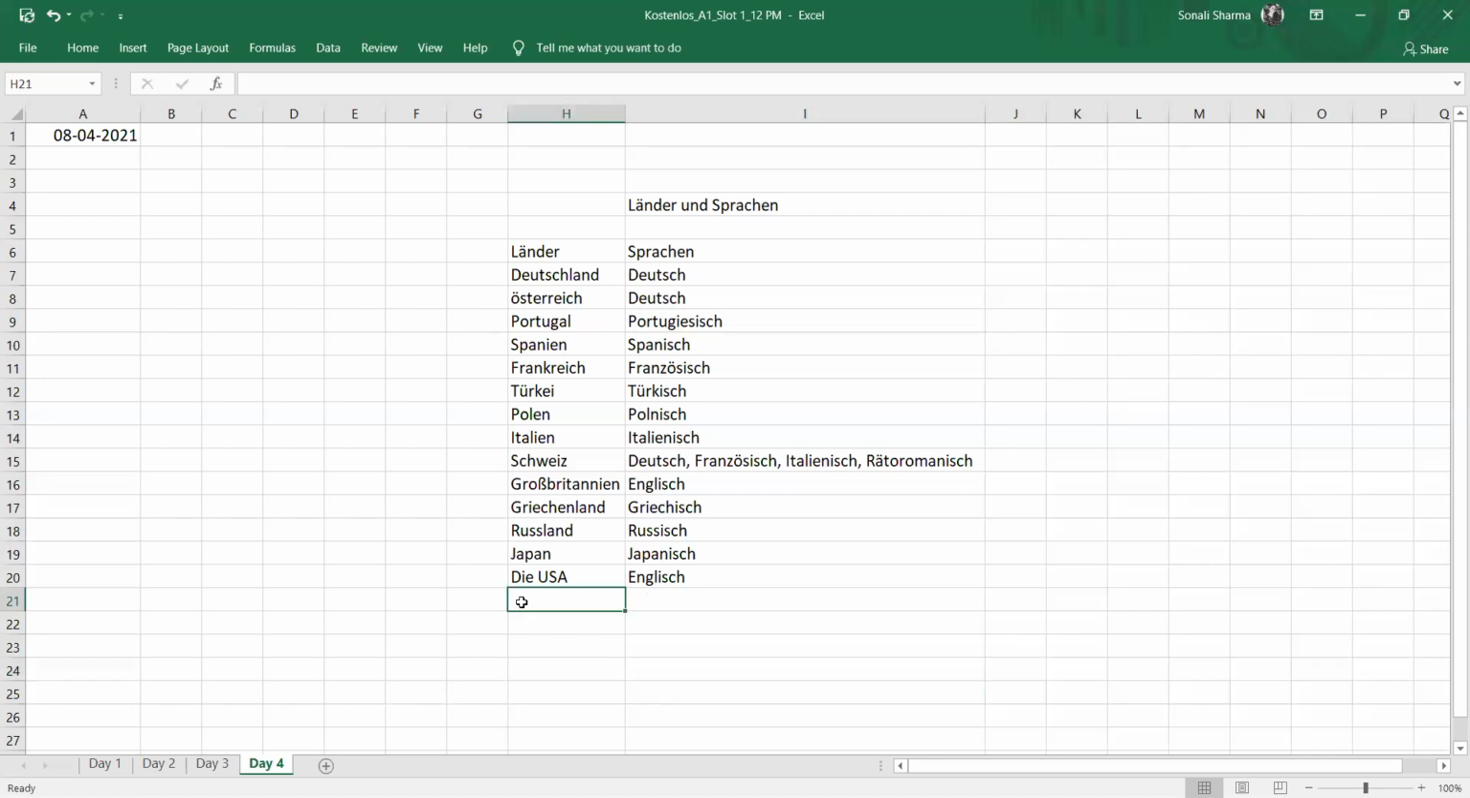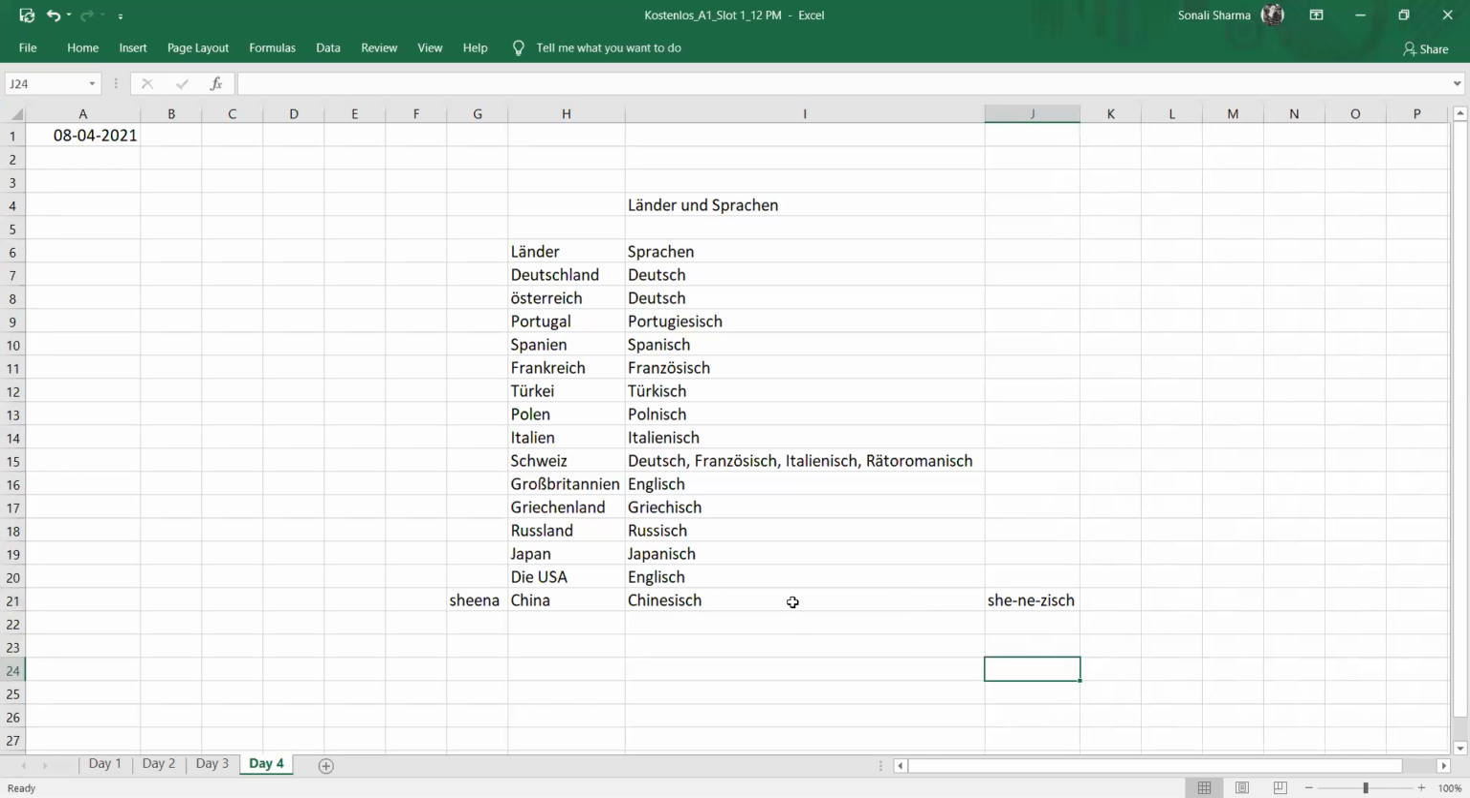Coming to the next country, this is China, but we read it like Shina. So it's Shina, not China. And the language is Chinese, so we will read this like Chinesisch. So for China, the word is China, pronounced Shina, and the language is Chinesisch. It's just for your pronunciation.